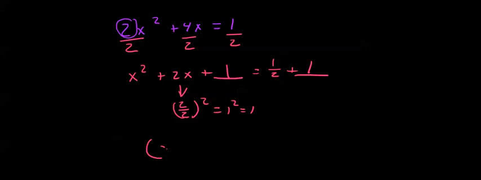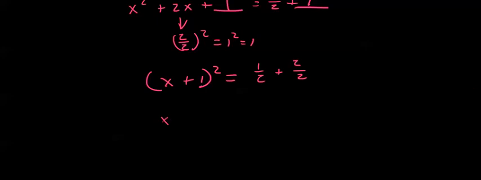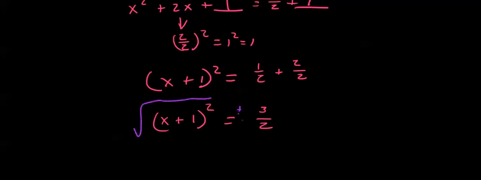We factor this. X plus 1 squared equals 1/2 plus 1, which is really 2 over 2. We need a common denominator. So we have x plus 1 quantity squared equals 3/2. And then we take the square root, plus or minus square root. And we get x plus 1 equals plus or minus the square root of 3 over the square root of 2.